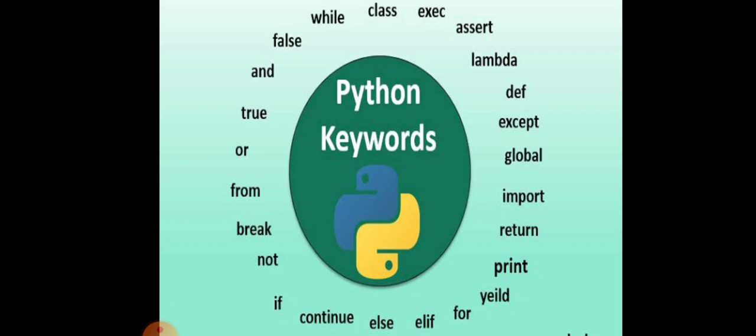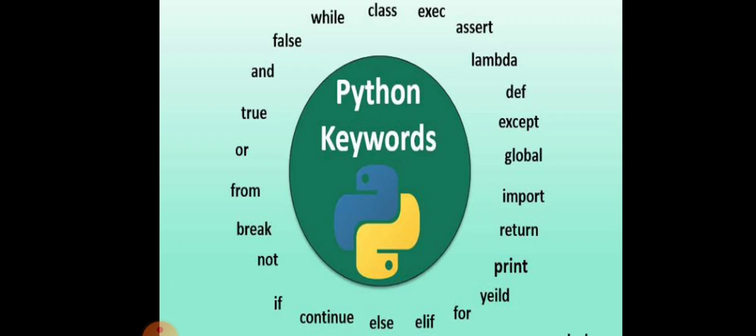about Python keywords. Keywords are the reserved words used by a Python interpreter to recognize the structure of a program. Or we can say that keywords are the words which have specific meaning for the interpreter. They cannot be used as a variable name or for any other purpose.